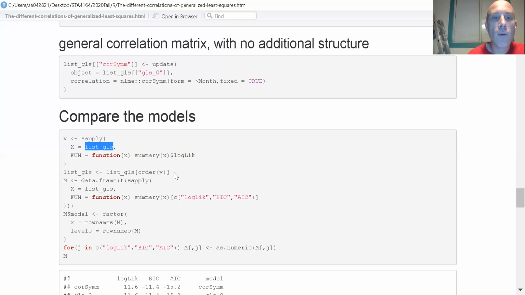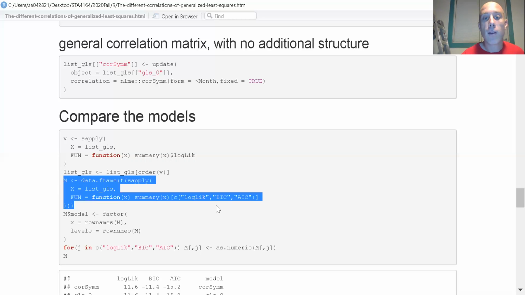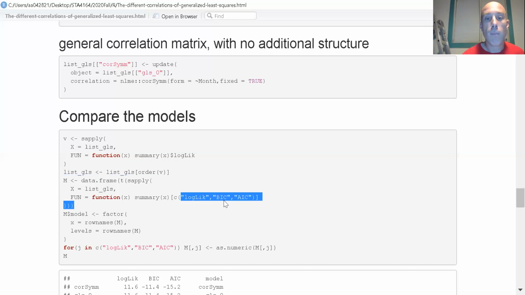Okay, so now that I have all the log likelihoods, I'm going to sort my list by the order of them. That way I can go from worst to best by the log likelihood measurement. So now I've got it sorted. If I was to look at my list at this point, I would see that the first model in that list is going to be the one with the lowest log likelihood, and the last one is going to have the greatest log likelihood. So now let's go ahead and extract the 3 model quality measurements that I'm interested in.